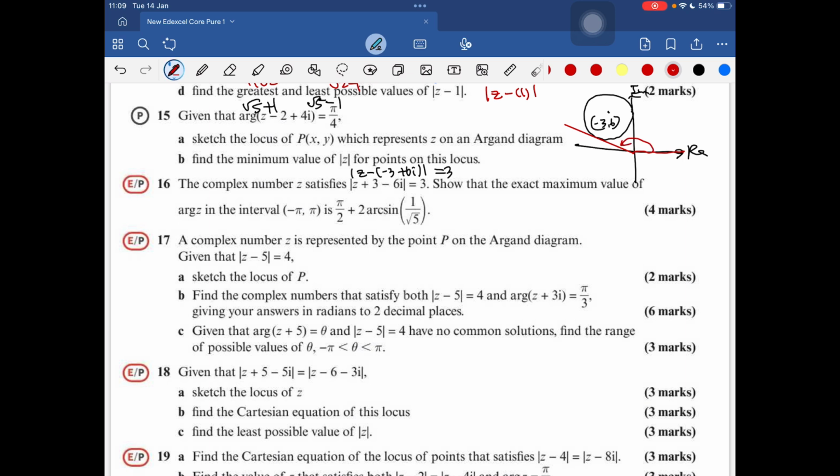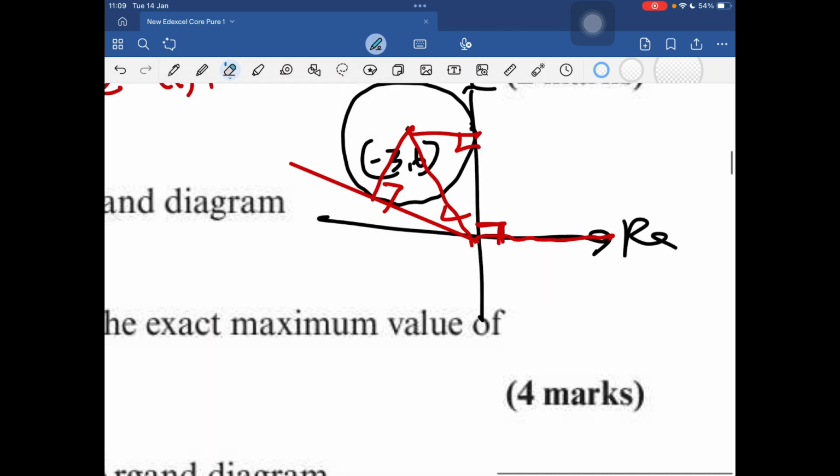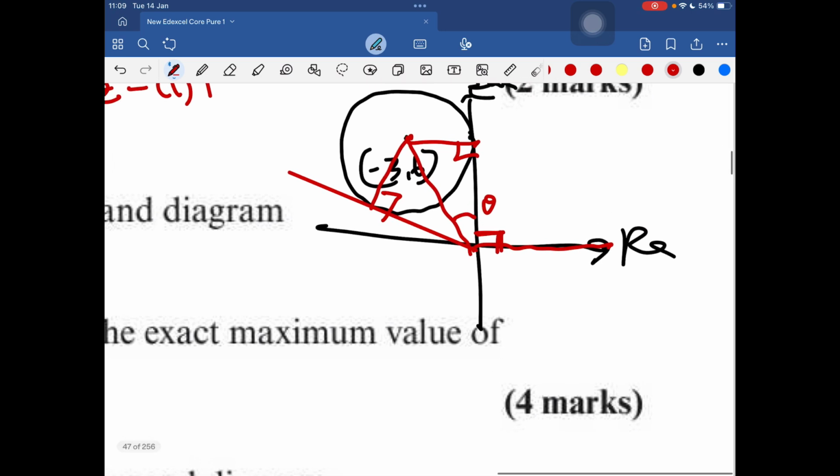So this is the maximum. From here, this line could be tangent to the circle, like this and like this. So anyway, this is the pi over 2. And these are congruent triangles. So now we need to find the size of this one, the feet, let's say. And here 6, and this one 3.